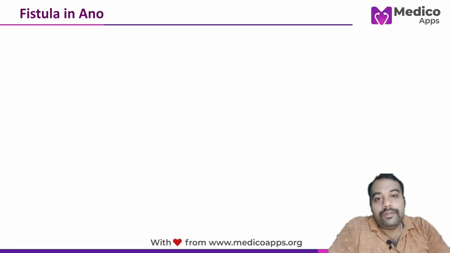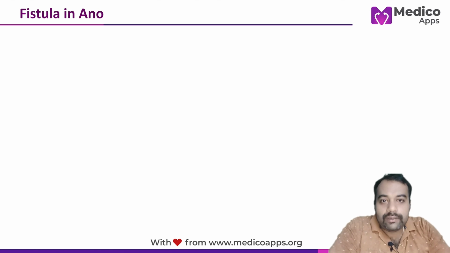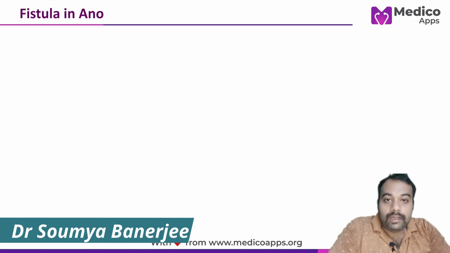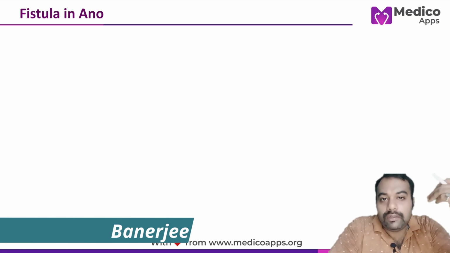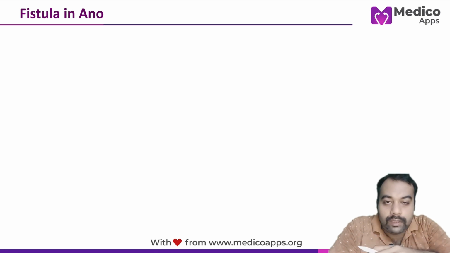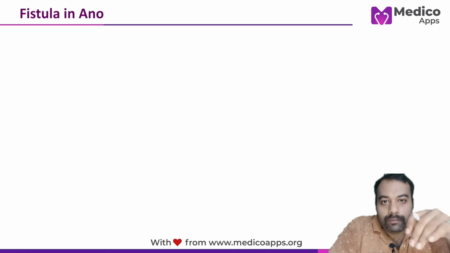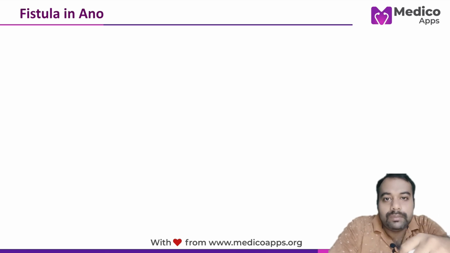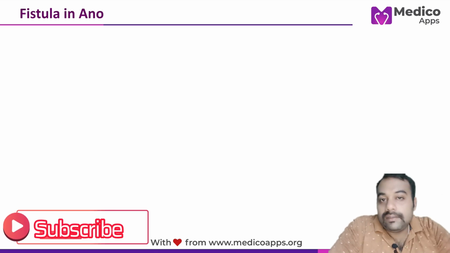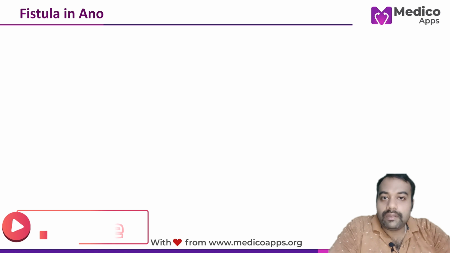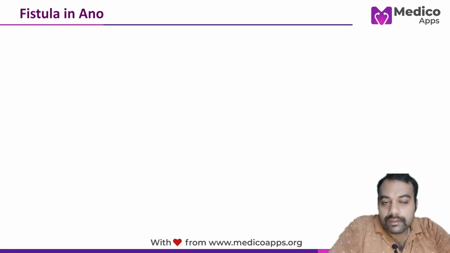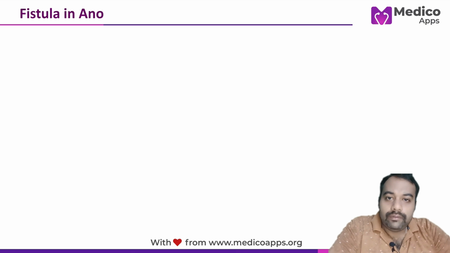So what is fistula in ano? It is basically a chronic condition where there is formation of an abnormal communication, which forms between the perianal skin on one side and the rectal lumen on the other side. Most cases develop as a result of perianal sepsis, or the patient often gives a history of perianal abscess, and following that the patient started to develop such a problem.